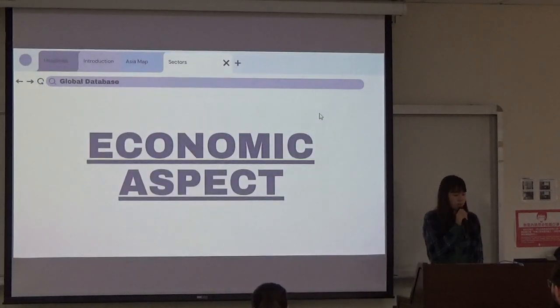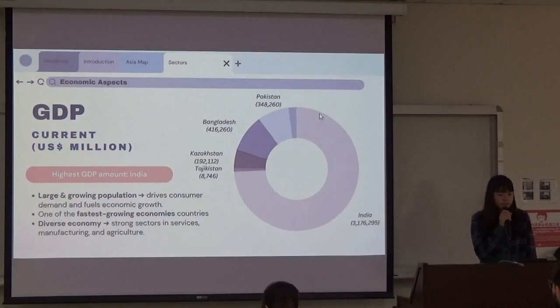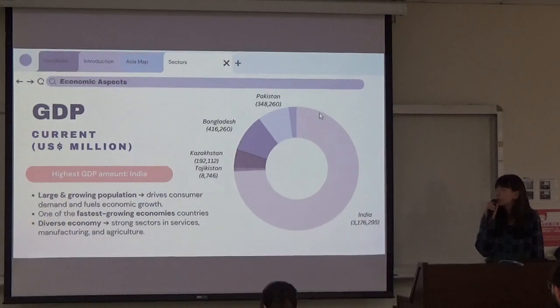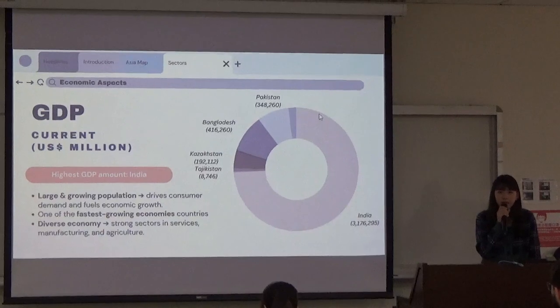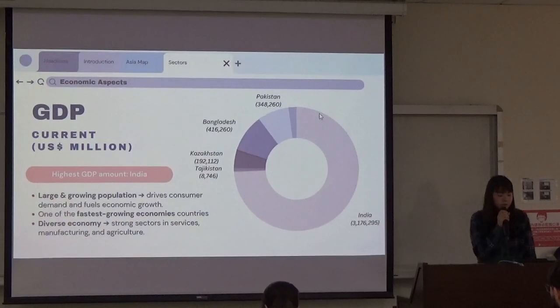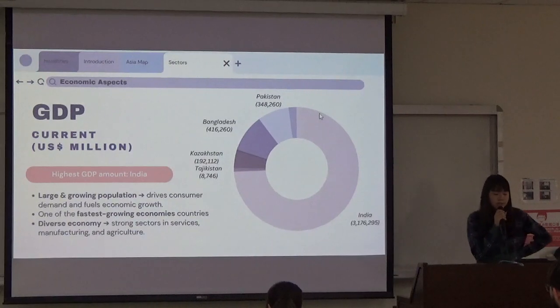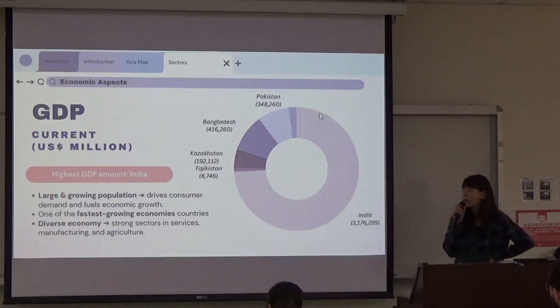And so here comes the economic aspect of this region. About the GDP, India has the highest GDP in this region. I think it is not surprising because they have a huge population which is still growing, so it drives their economic needs. Also, India is one of the fastest growing economies in the world, and they have a diverse economy because they have different strong sectors in service, manufacturing, and agriculture.